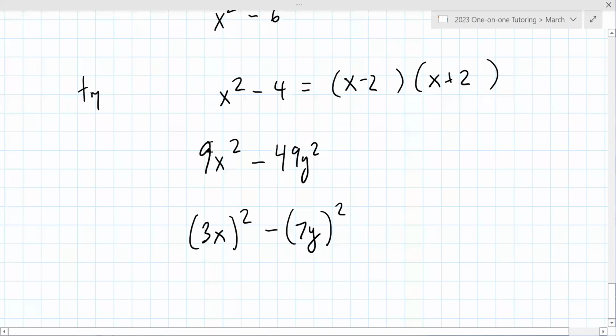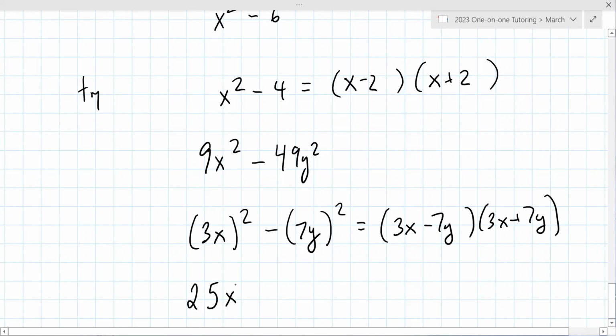3 squared is 9, x squared is x squared, 7 squared is 49, y squared becomes y squared. And the whole point of this is to figure out, well, it becomes 3x minus 7y, 3x plus 7y. Okay, that's not much more complicated. That's just writing it out a little more. Yeah, so let me give you one here. Let's go 25x squared minus, let's keep the numbers pretty small here, 16y squared.